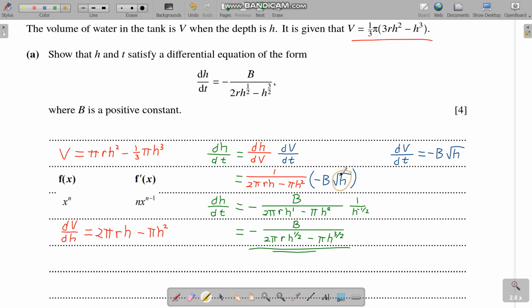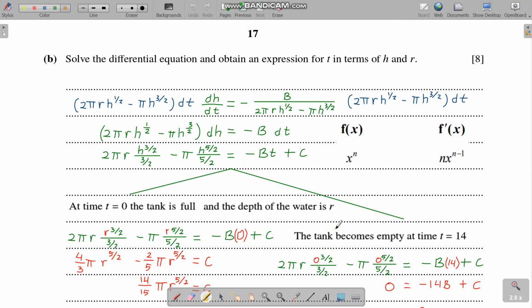Now for this root h, we want to simplify it to get this form. Instead of root h in the numerator, we can put it in the denominator, but we use h to the power of minus 1/2. So this is the same as h to the power of 1/2, which is the same as root h. Now in the denominator, h to the power of 1 and h to the power of minus 1/2, we add the powers. 1 minus 1/2 is 1/2, and 2 minus 1/2 is 3/2, and we get what we need to prove.